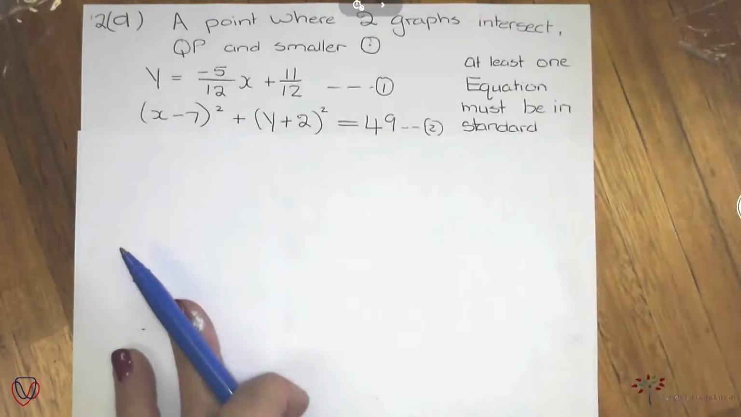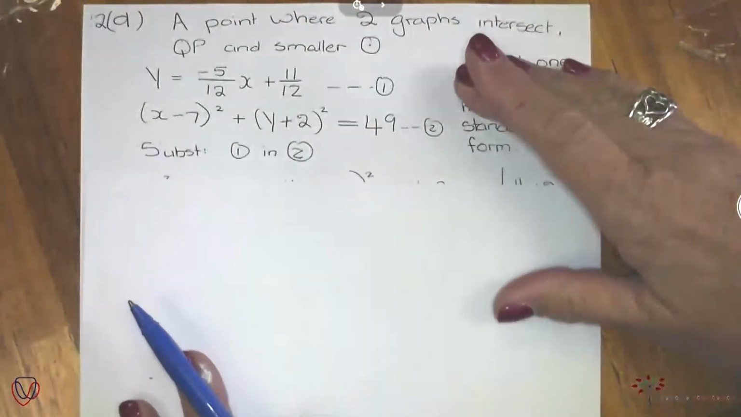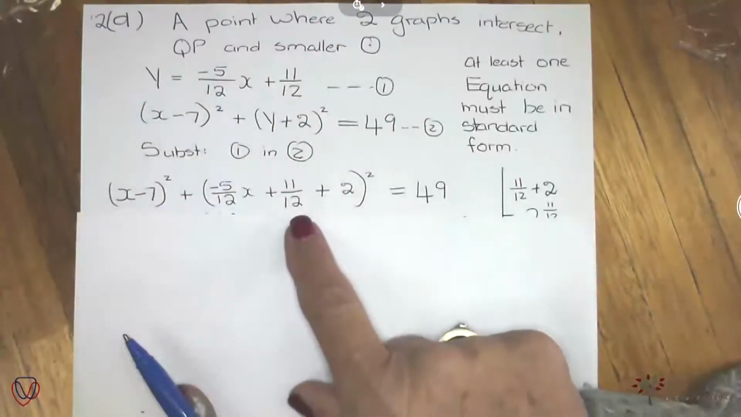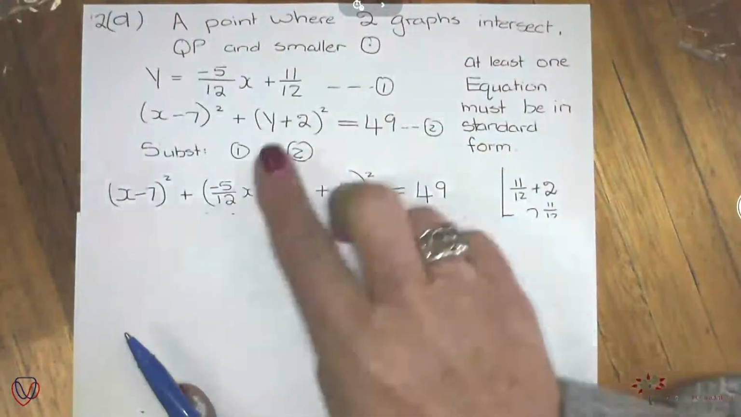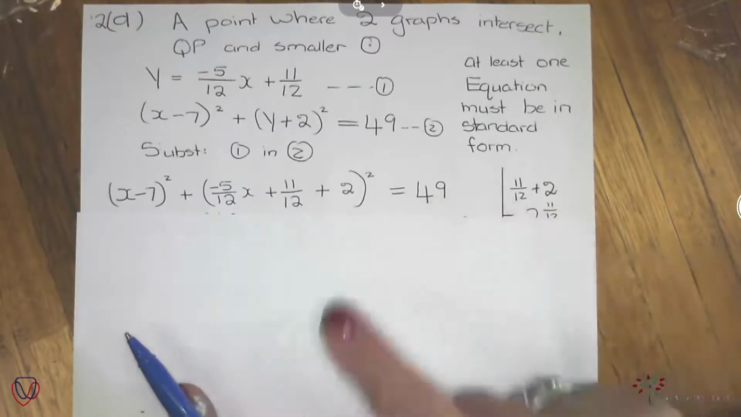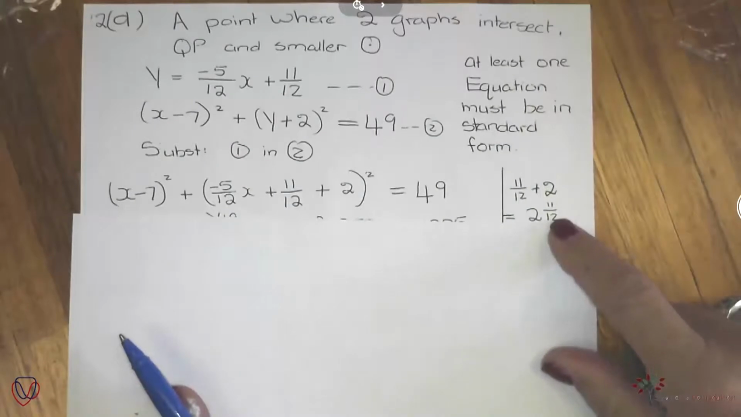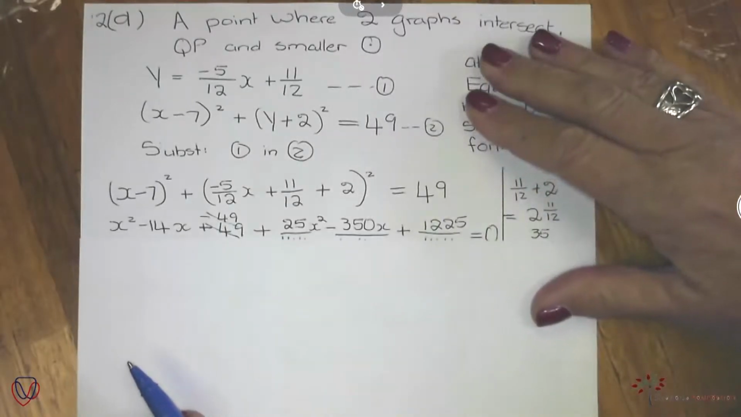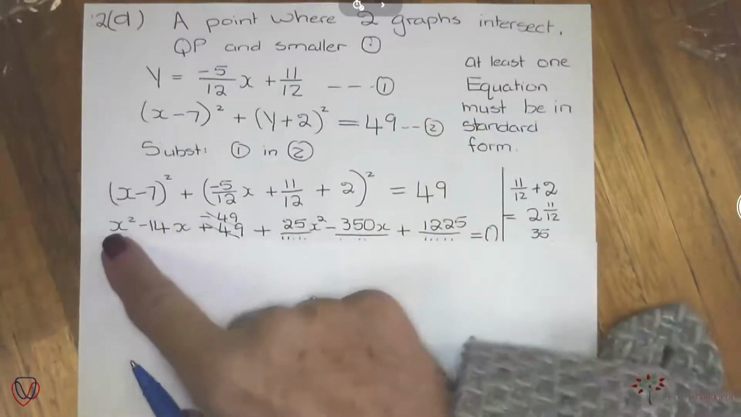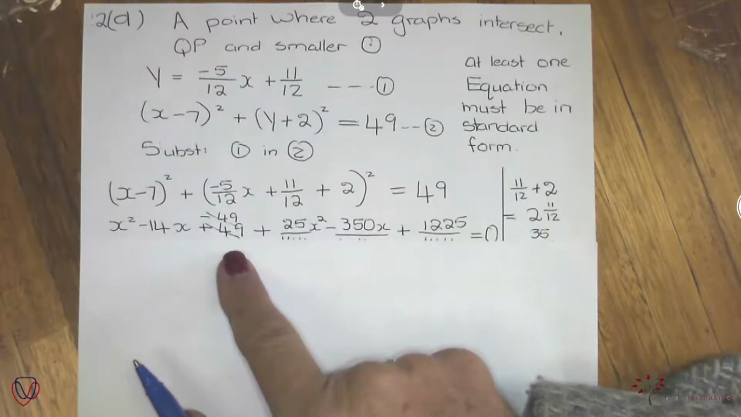There's the circle equation. So where we have a y, we're going to put that in. It's a little bit of calculations that we're going to do. We're going to have x minus 7 squared. Instead of y, we're going to write that plus 2. Everything squared is 49. Then I'm going to add those two. It's going to give me 2 and 11 over 12. And then I'm going to multiply x minus 7 times x minus 7. It will give me x squared minus 14x plus 49.